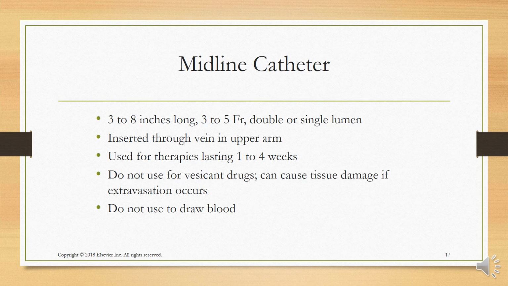Don't use these for vesicant drugs though, because they can cause tissue damage if extravasation occurs. And you know what that is, right? It leaks out into the tissue. And there are different drugs that are vesicants that can really harm the tissue. So these aren't central lines. Sometimes we think about them as a central line because they have 2 lumens a lot of times, but they aren't central lines, so don't forget, they're not. And they're not to be used to draw blood because, again, they are not central lines. They are just a longer peripheral catheter.